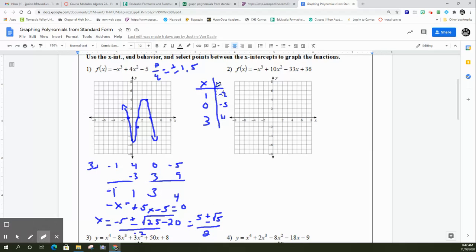Now number 2. Again, I'm going to have to do synthetic division. Rational root theorem. -1, 10, -33, 36.